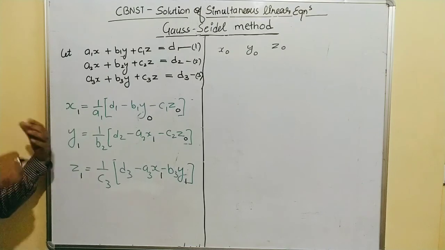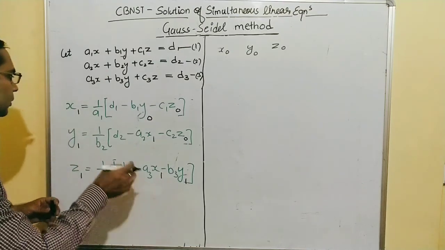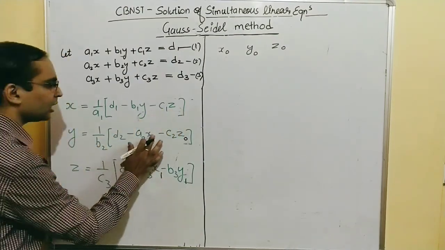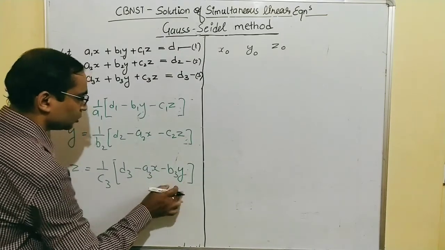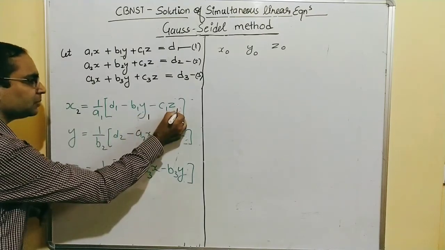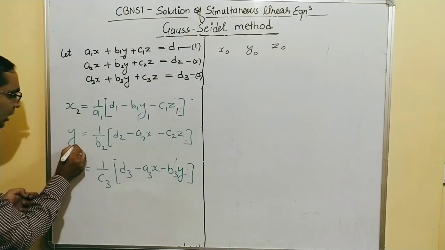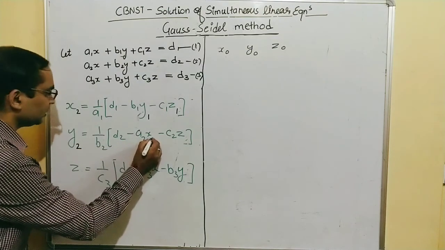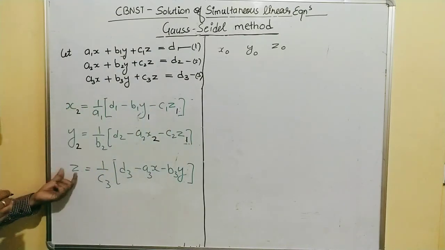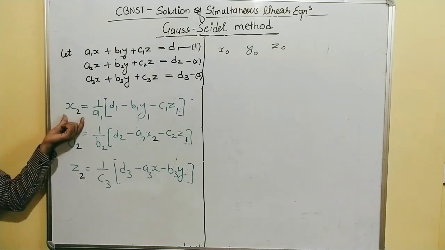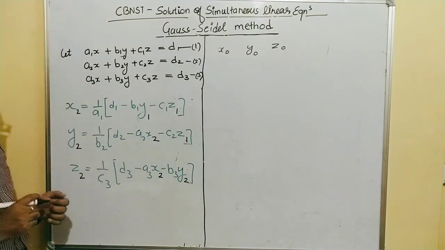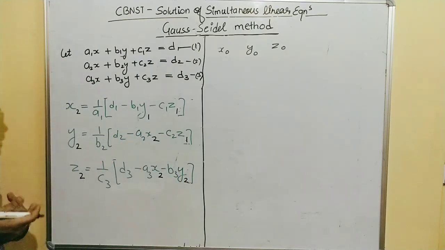Now let me show you. This was the first iteration. In the second iteration, what will be happening? We need to calculate the values of x2, y2 and z2. To calculate the value of x2, we'll keep y1 and z1, the older values. But to calculate y2, we'll keep the new value of x, that is x2, and z will be z1 only. To calculate z2, we have two new values, x2 as well as y2. So we'll keep these two new values, x2 and y2. So this is how the Gauss Seidel method moves further.